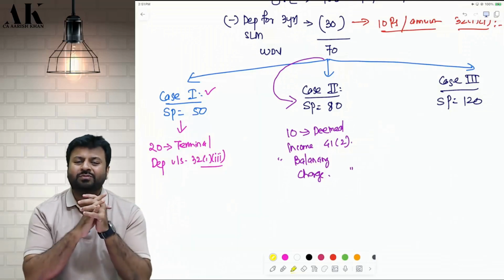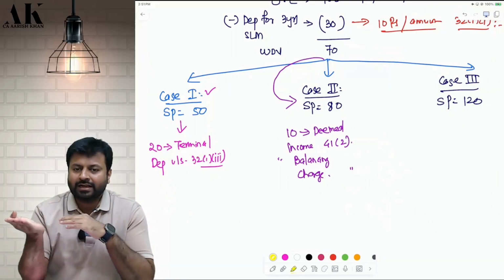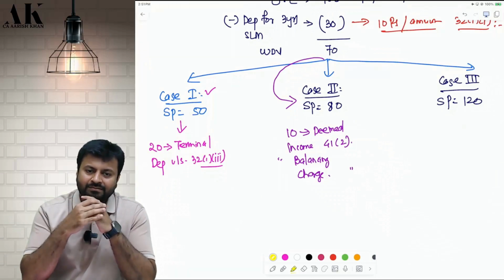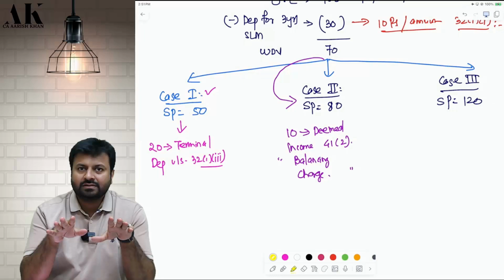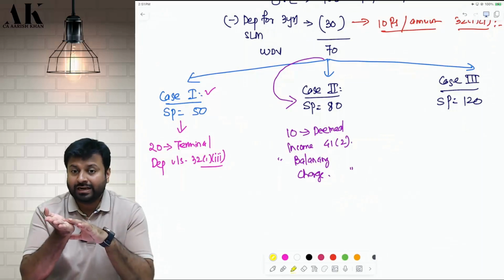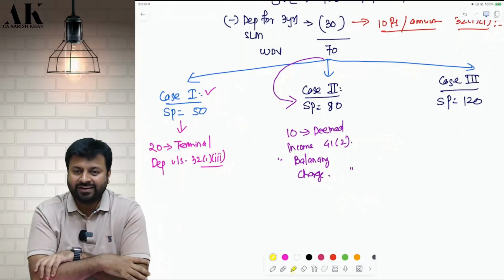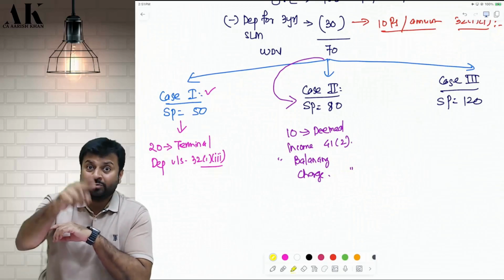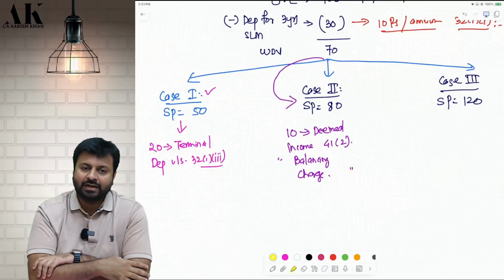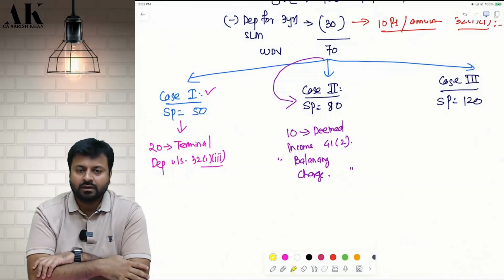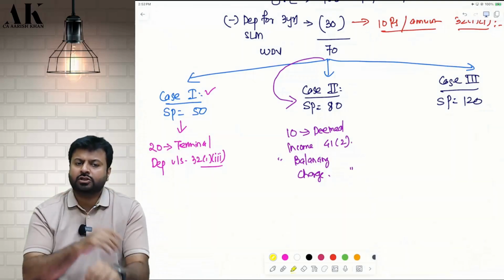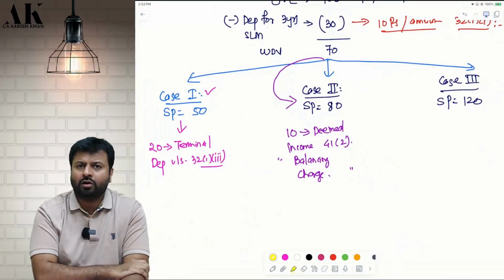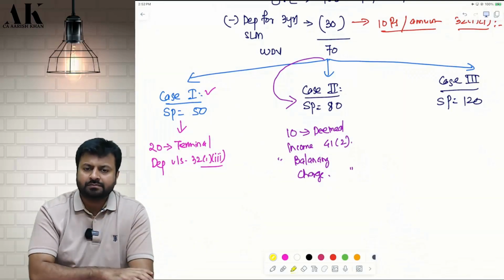Yes or no? So you have to balance that in the form of income. Okay. So you have claimed 30 rupees. Out of that, you are claiming over and above 70 rupees, right? You are receiving over and above 70, 10 rupees extra. That extra is balancing charge. Okay. So balancing charge is recovery of your depreciation. Whatever depreciation you are recovering back on sale, that you have to balance it.